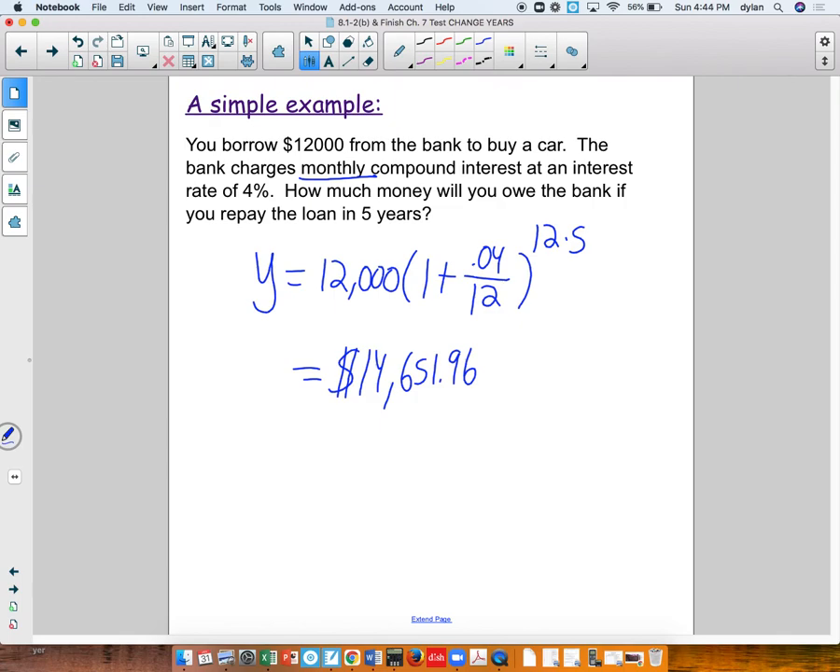Compound interest can also work in your favor, though, if you're the one loaning money. For example, if you're participating in the stock market, which is effectively loaning money to companies, then you can get a compound rate of return.